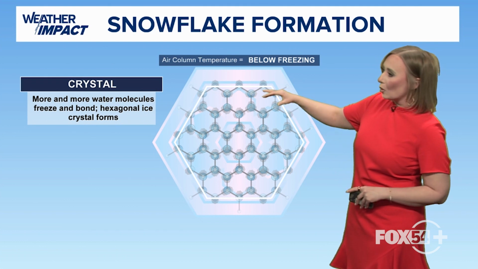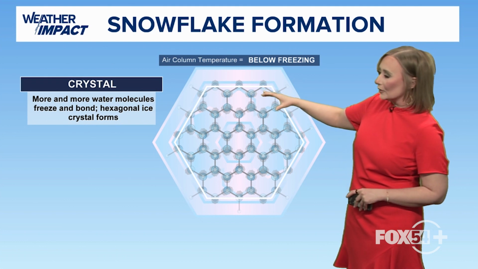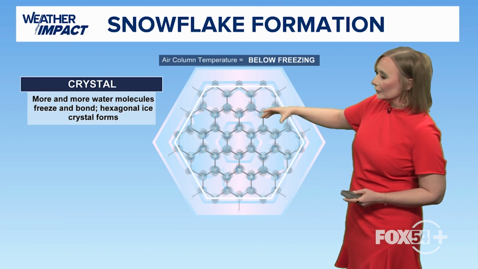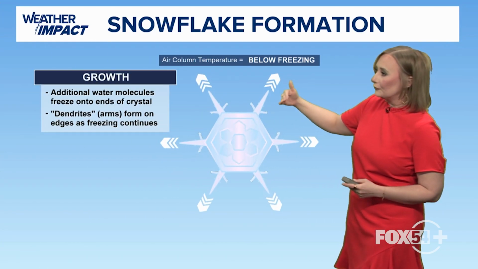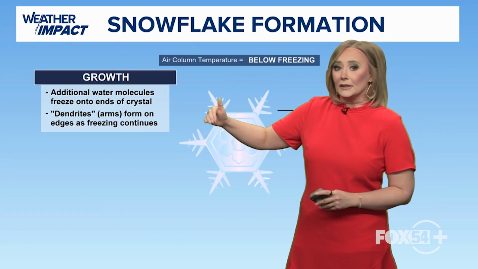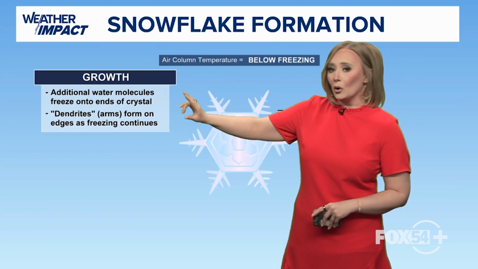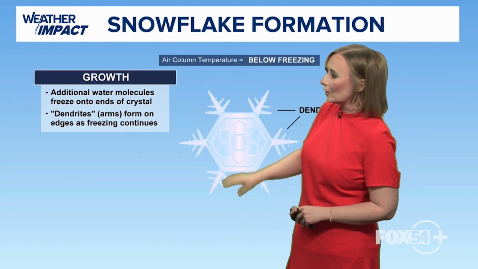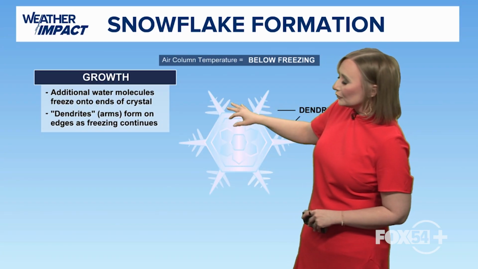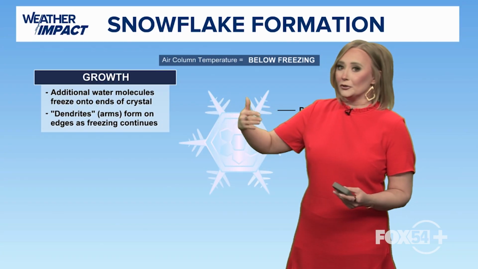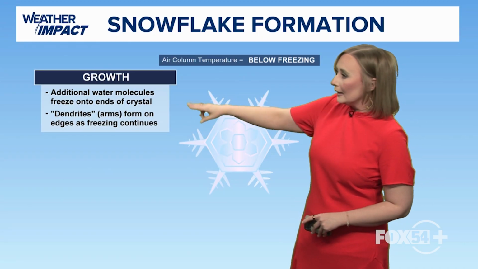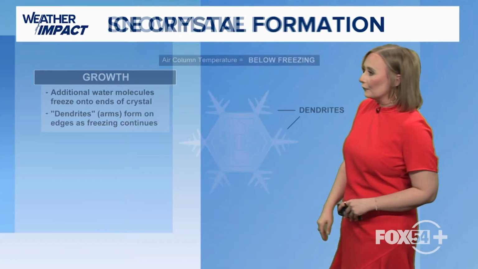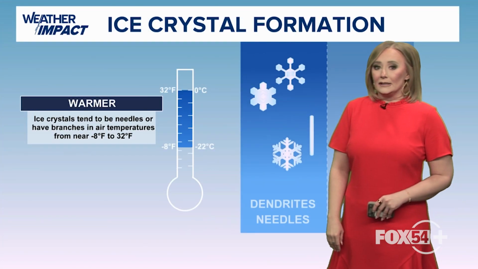And then, of course, more and more water molecules will freeze and they're going to bond to each other. And that's how we have a hexagonal ice crystal that's going to form. Now, when it goes through the growing stage, that's when even more water molecules are going to freeze onto the ends of the crystals. That's what we call dendrites, which are the arms of the snowflake ice crystal. So it's going to form on the edges and the freezing is going to continue.